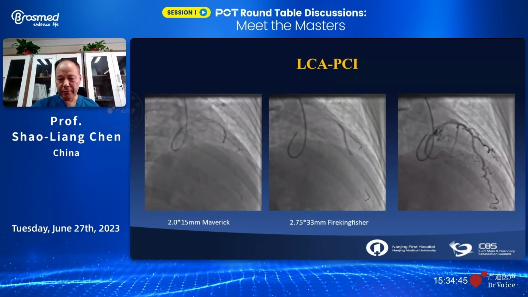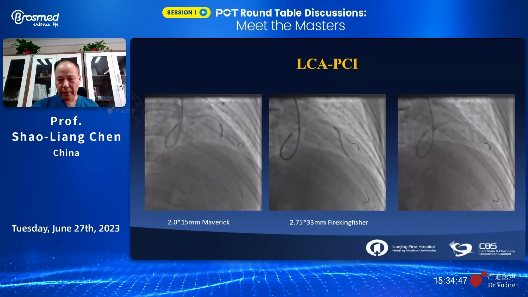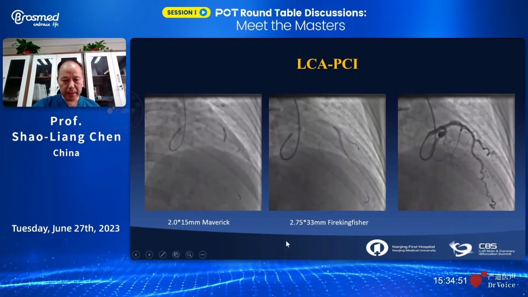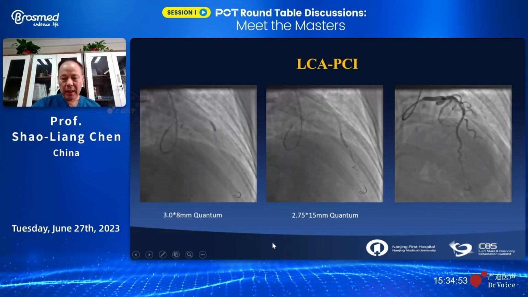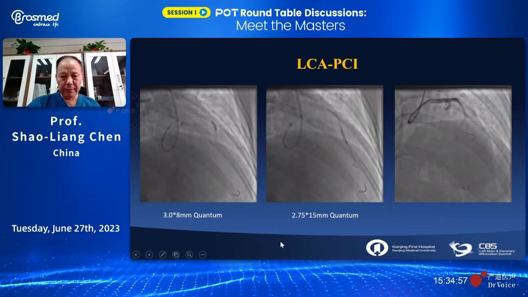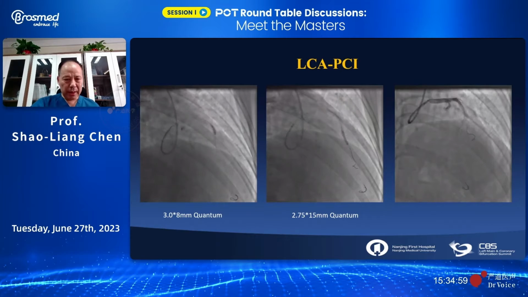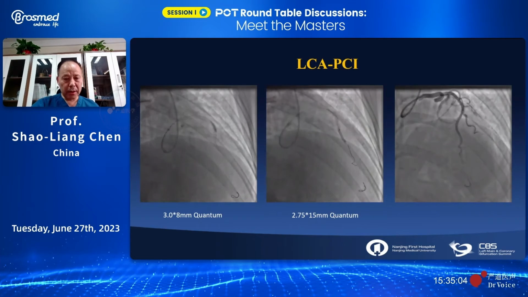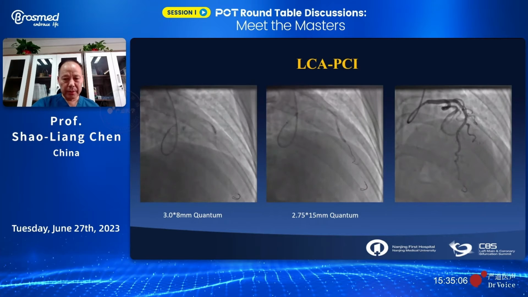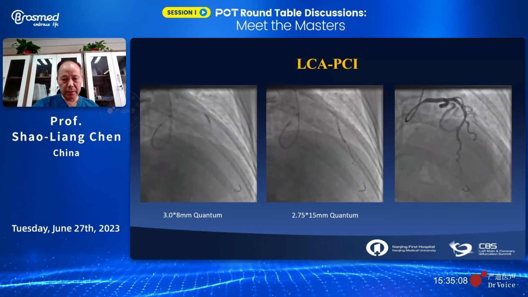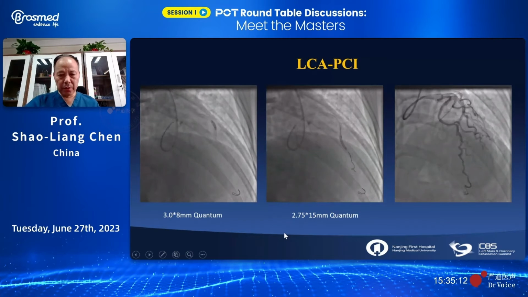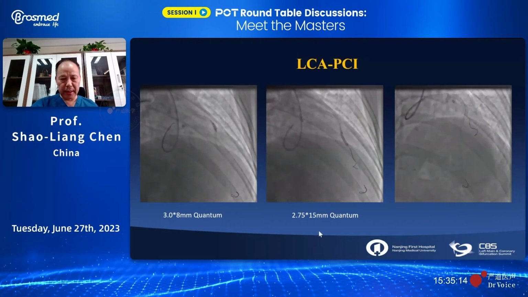Right angiography showed very good TIMI flow in both the LAD and diagonal. The patient did not complain of any chest pain during the whole procedure. After stenting, they used a 3.0 by 8 millimeter Quantum NC balloon to sequentially post-dilate the whole stent from the middle to the proximal edge of the stent.